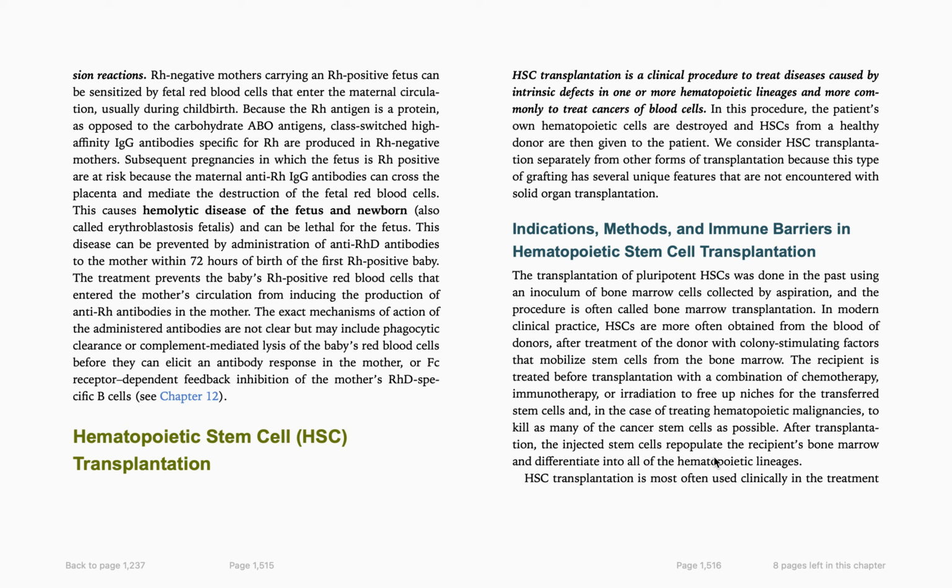The recipient is treated before transplantation with a combination of chemotherapy, immunotherapy, and irradiation to free up niches for the transferred stem cells, and in the case of treating hematopoietic malignancy, to kill as many cancer cells as possible. After transplantation, the injected stem cells repopulate the recipient's bone marrow and differentiate into all hematopoietic lineages.